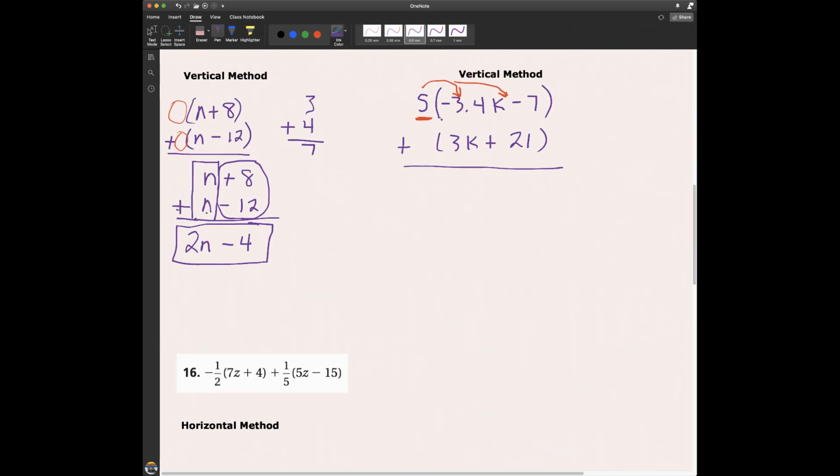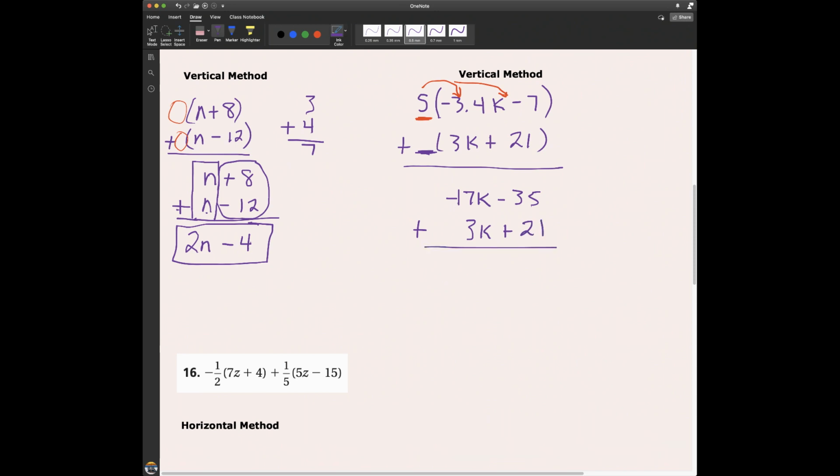So 5 times negative 3.4k is negative 17k, and that's negative because a positive times negative is negative. 5 times negative 7, negative 35. And I'm adding to that. Again, there's no number in front of this linear expression, so there's no reason to use the distributive property. I can go ahead and drop those parentheses. So I have 3k plus 21.